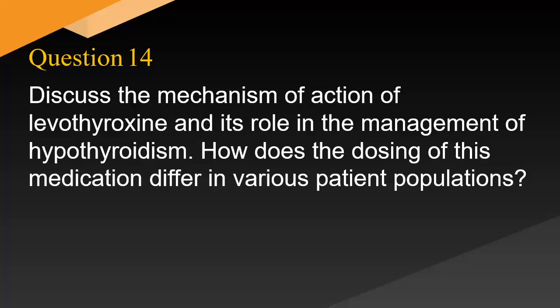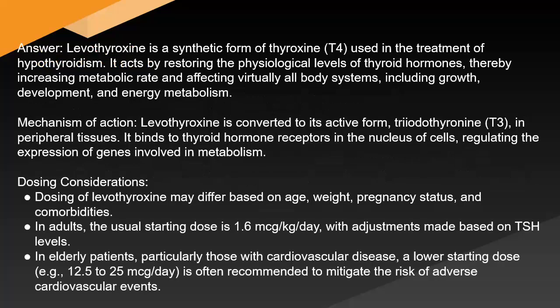Discuss the mechanism of action of levothyroxine and its role in the management of hypothyroidism. How does the dosing of this medication differ in various patient populations? Answer. Levothyroxine is a synthetic form of thyroxine used in the treatment of hypothyroidism. It acts by restoring the physiological levels of thyroid hormones, thereby increasing metabolic rate and affecting virtually all body systems, including growth, development, and energy metabolism.